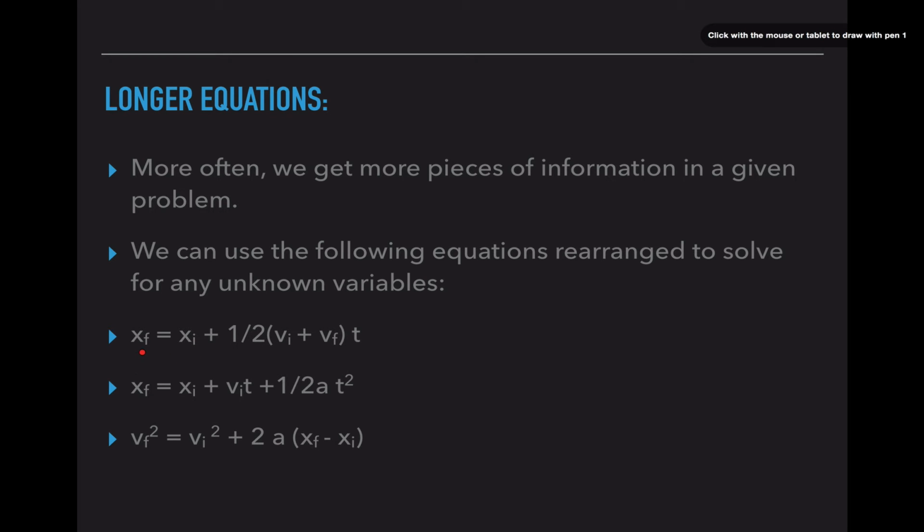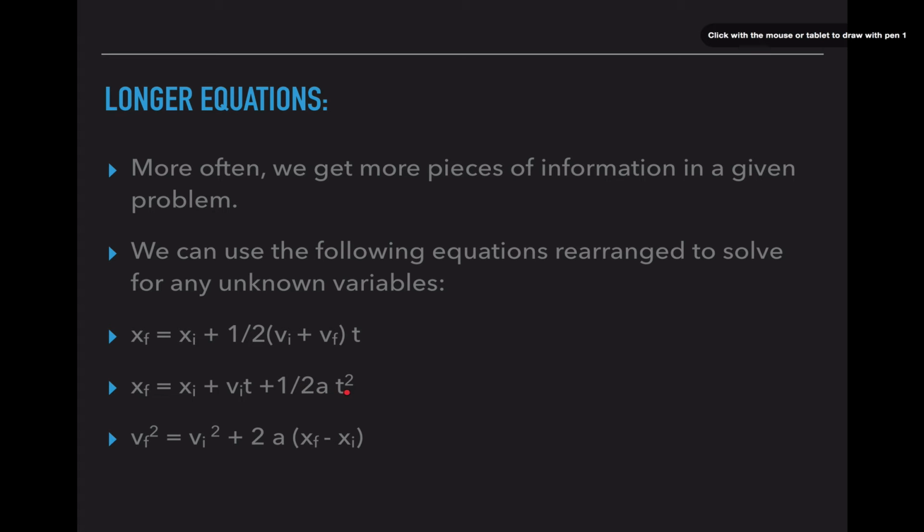So we have final position equals initial position plus 1/2 VI plus VF times t. Another version of the same equation is the final position equals initial position plus VIT plus 1/2 AT squared. And remember, only this t gets squared.